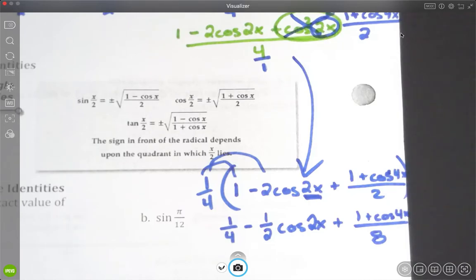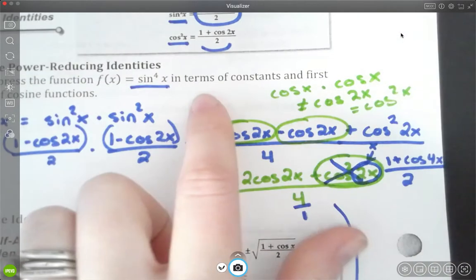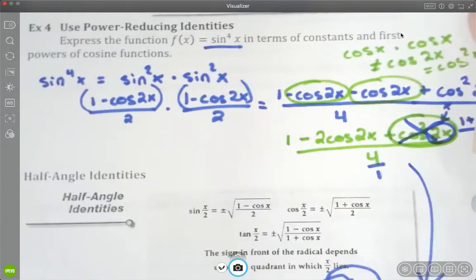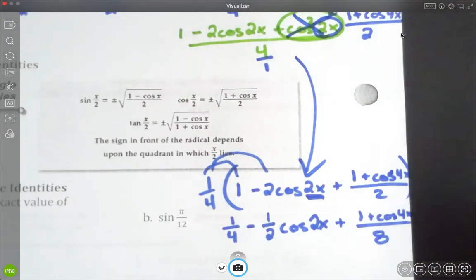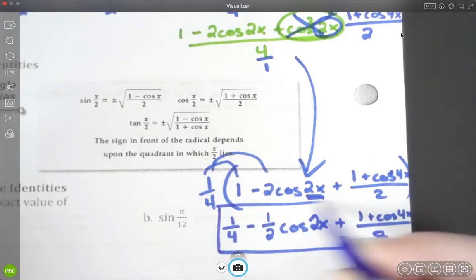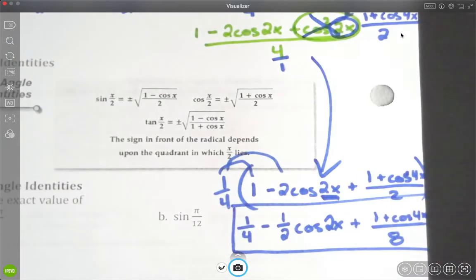Now, let's see what we have. They asked us to write this thing in terms of constants and first powers of cosine functions and sine functions. Is this in terms of first powers of cosine functions? Even though there's 2's and 4's and junk in there, it is first powers. So this is where we're going to leave him off. That is disgusting, but that's okay.